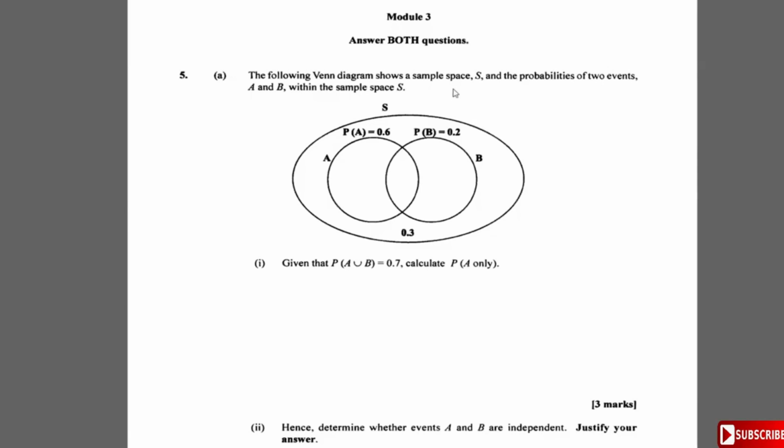It says the Venn diagram shows a sample space and a probability of events A and B within the sample space. Given that the probability of A union B is 0.7, find the probability of A only. I don't like when you put Venn diagrams like this. I'm going to restructure it. It's a bad habit, but I like my Venn diagram with a box.